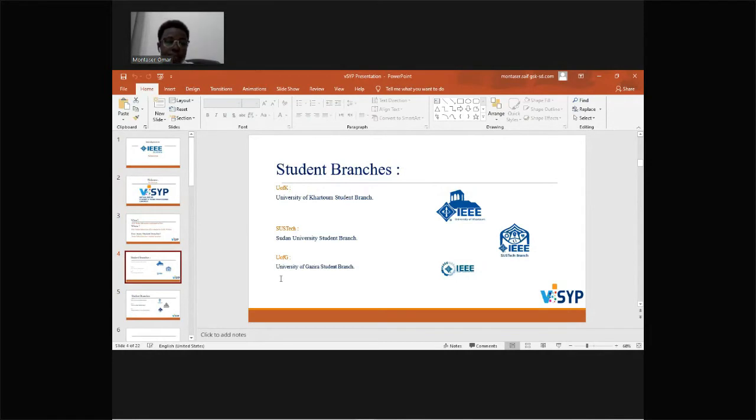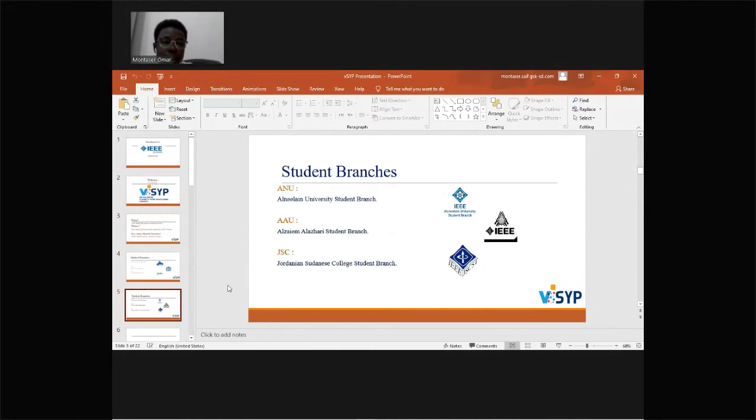The University of Jazeera consists of the College of Mathematics and Computer Science and the College of Engineering. The Nilain University student branch contains Computer Engineering, the College of Computer Engineering, and Information Technology, the College of Information Technology. The Zaim al-Azhari student branch contains the College of Engineering and the College of Information Technology. The Jordanian Sudanese College contains Information Technology.